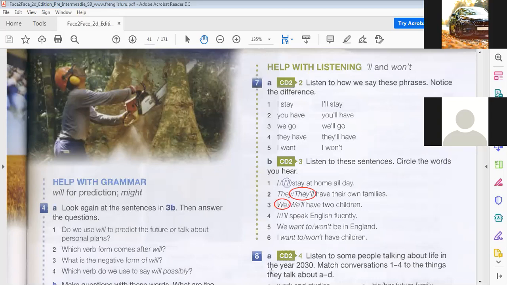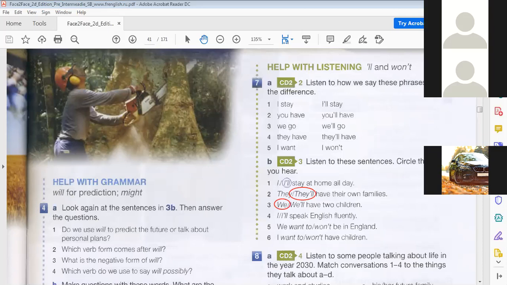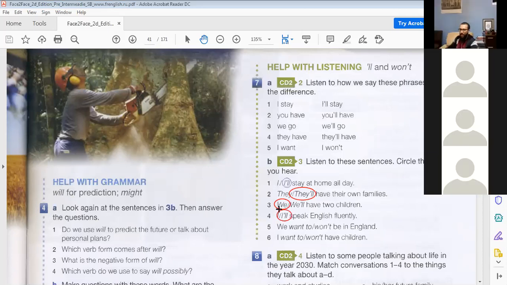What about number 1? What did you hear? I'll. Second one. Okay. And number 5? We want to be in England, or we won't be in England? Is it the first or second? Okay, so there's disagreement. Who thinks it's the first and who thinks it's the second? I think it's second. I think that's the first. All right, so this means this one is still not decided yet. We have to listen again. What about the last one, number 6?